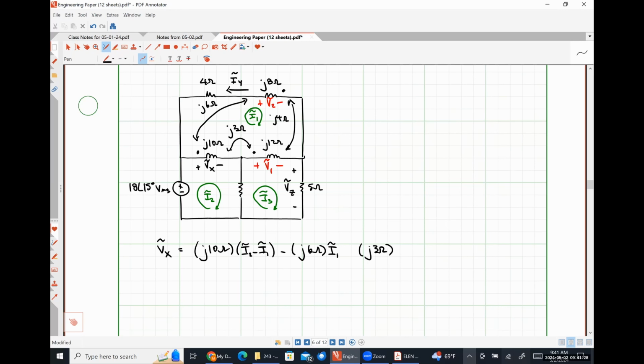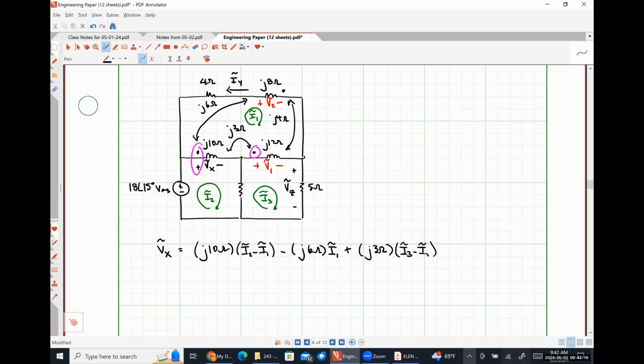So we've got J3. Because Vx was defined with a positive polarity on the dotted side, the easiest thing to do here is to figure out the total current that's flowing into the dotted polarity terminal over here, and then give ourselves a plus sign. So what current would that be that's flowing into the dotted terminal of the J12 ohm impedance? I3 minus I1. So I believe that is all correct.